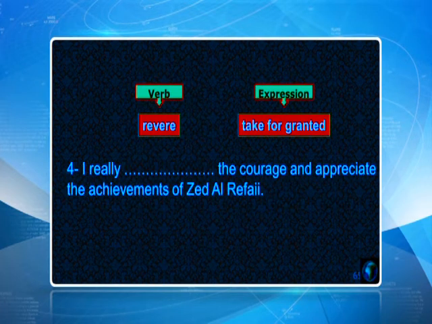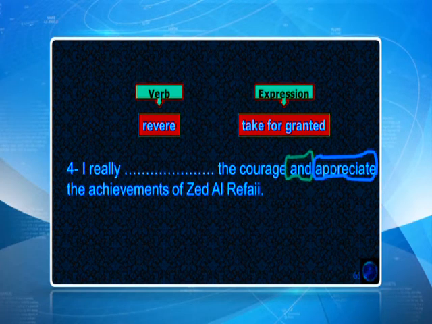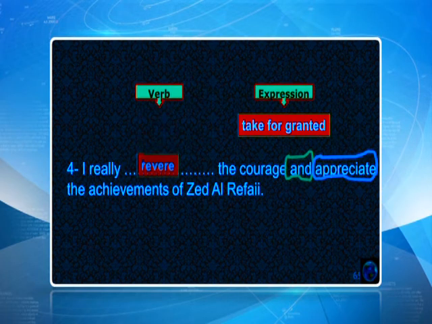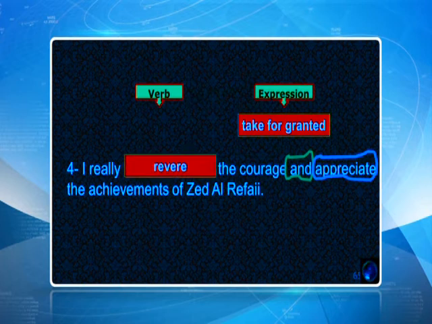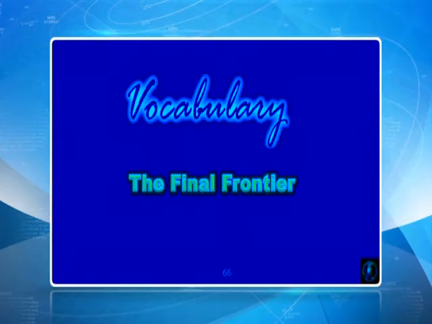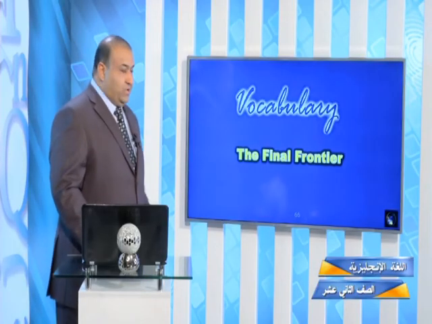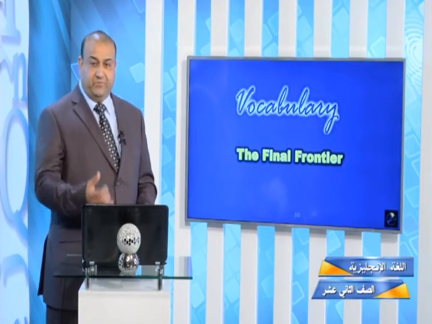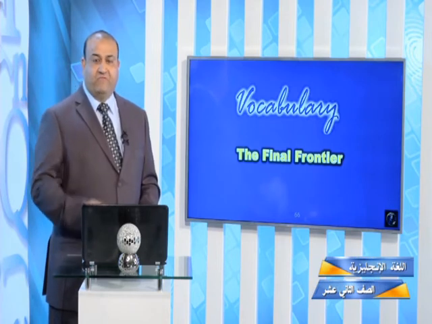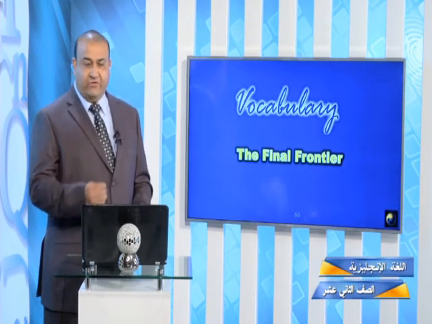I really, the courage and appreciate the achievements of Z Arifai. The word and here is extremely important. Why? Because it is followed by a verb, so it must be preceded by another verb. I really revere the courage and appreciate the achievements of Z Arifai. Now let's move to the third part, which is presenting other vocabulary items to be used in another task.